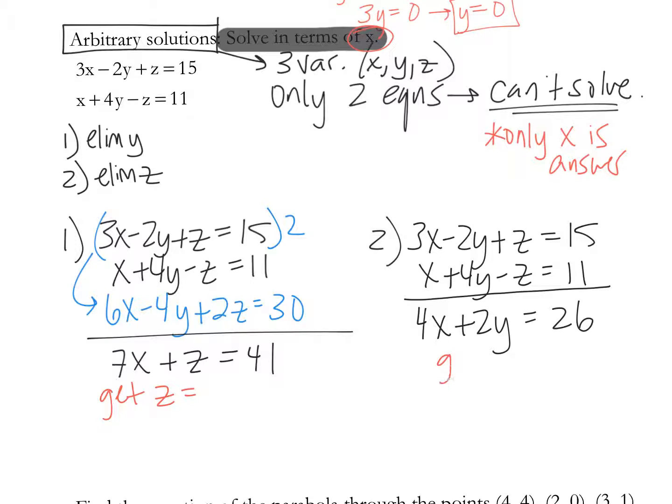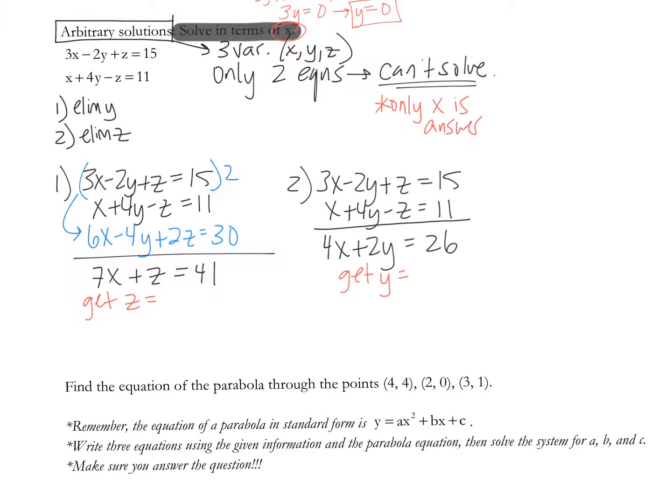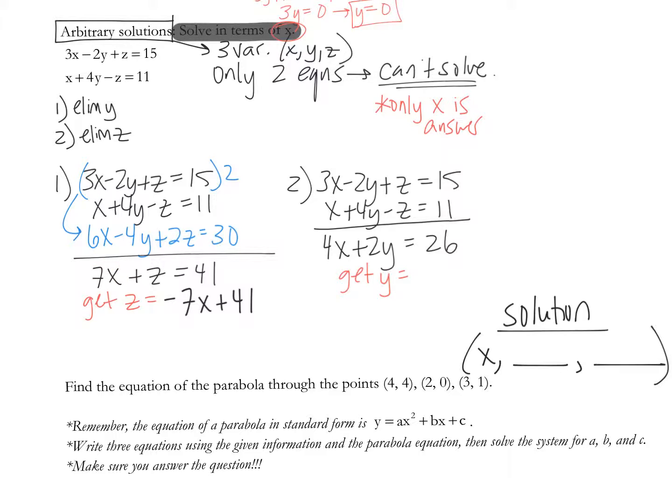And so after you have done that, what I need to do is get z by itself. And in this case, I need to get y by itself. Because here's how we're going to write our answer for these arbitrary solutions. I'm going to write my solution way over here. It's going to be x, comma, something, comma, something. So something in terms of x and something in terms of y. So when I get z by itself for this first equation, that's just going to be z equals negative 7x plus 41. So all I did is I moved this 7x over to the other side. And this is what goes in for z right here, negative 7x plus 41.